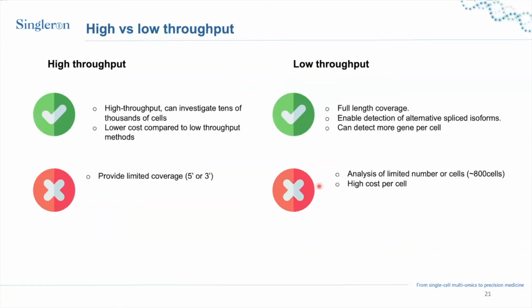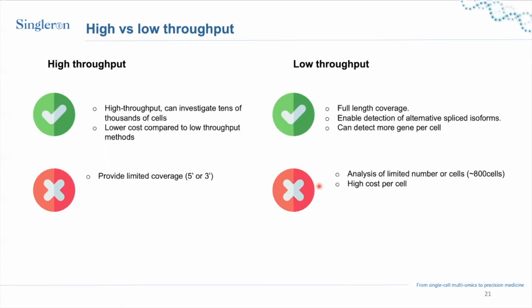So what are the advantages of high throughput and low throughput if you look at the comparison? With high throughput, we can investigate tens of thousands of cells in parallel. And compared to low throughput, the cost is lower per cell. It's important to mention: cost per cell is lower. The disadvantage of high throughput is it provides only limited coverage. We can only get some information from that.